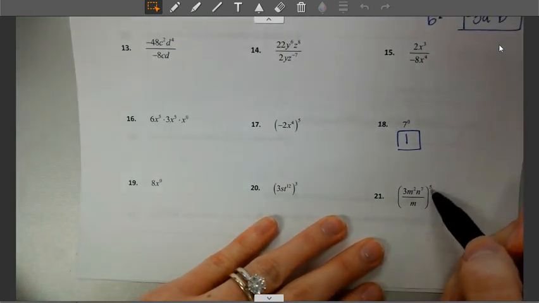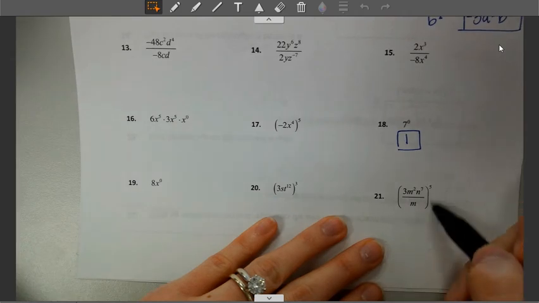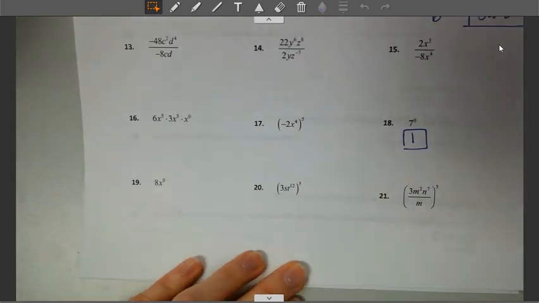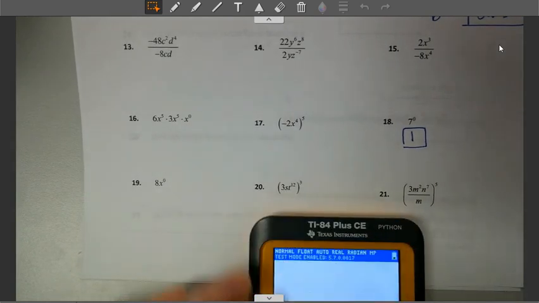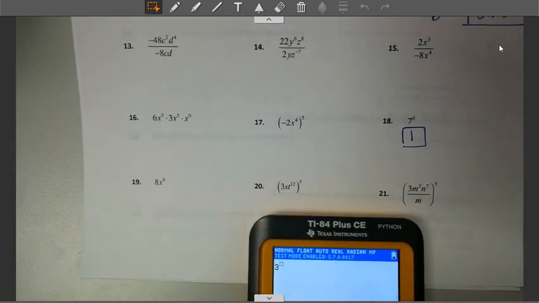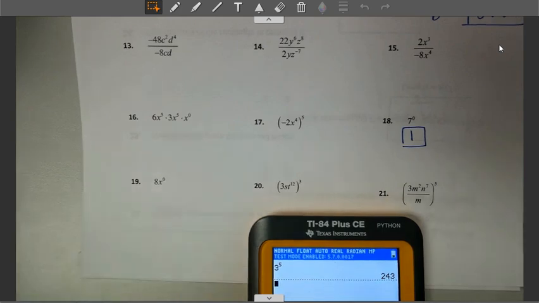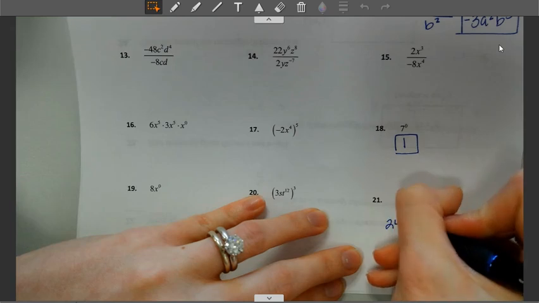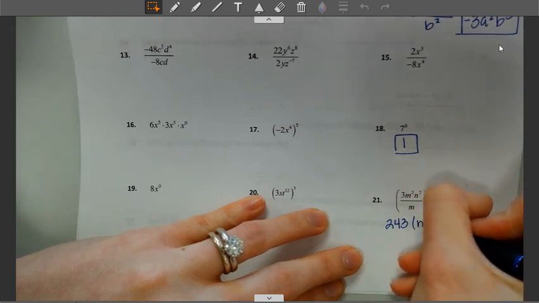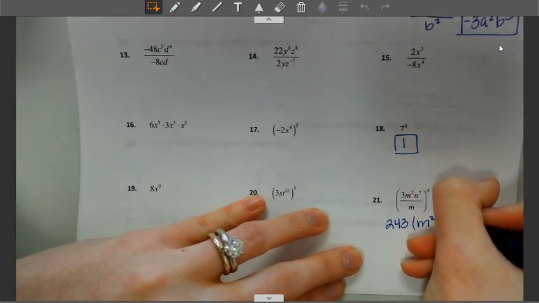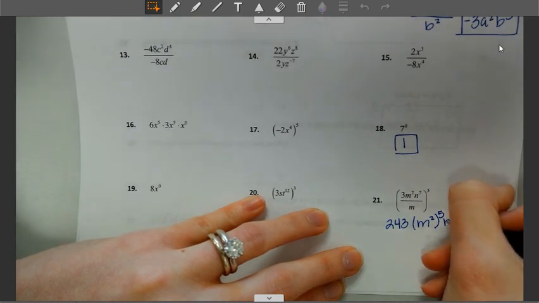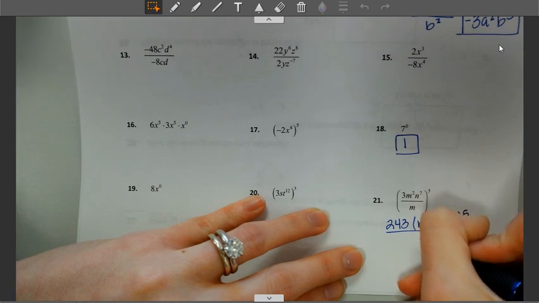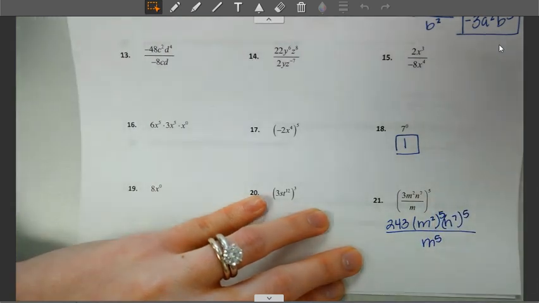Number 21, we have a 5. We need to distribute it. So 3 to the power of 5. This is about the only time your calculator will help you, is when you're dealing with the coefficient. So 3 to the power of 5 is 243. So this is 243. Then we have m squared to the power of 5, n to the 7th to the power of 5, all over m, and that will be to the power of 5 now.